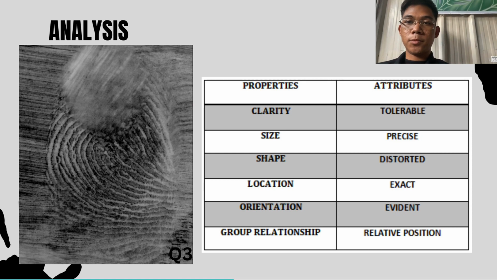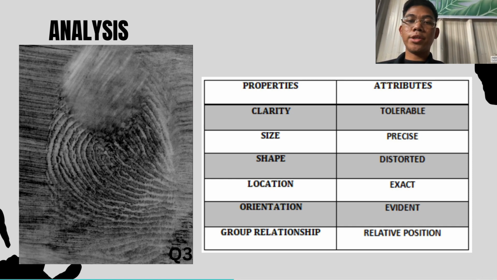The clarity of the question print is tolerable because it is enough to be subjected to fingerprint examination. The characteristics are almost clean. The size of the question print is precise. It can be also subjected to fingerprint examination. Moreover, the shape of the question print is distorted, but this does not mean that this print is not suitable for examination, because the distortion does not affect the overall quality of the print.